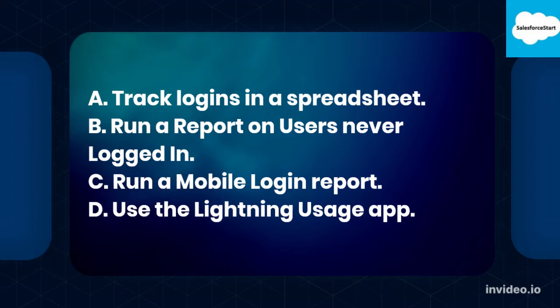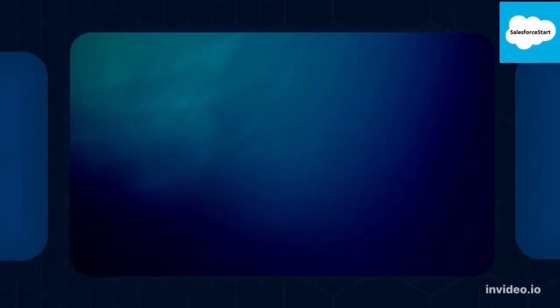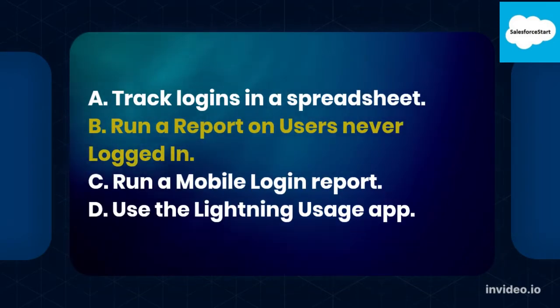A. Track logins in a spreadsheet. B. Run a report on users never logged in. C. Run a mobile login report. D. Use the Lightning Usage app. The answer is option B. Run a report on users never logged in.